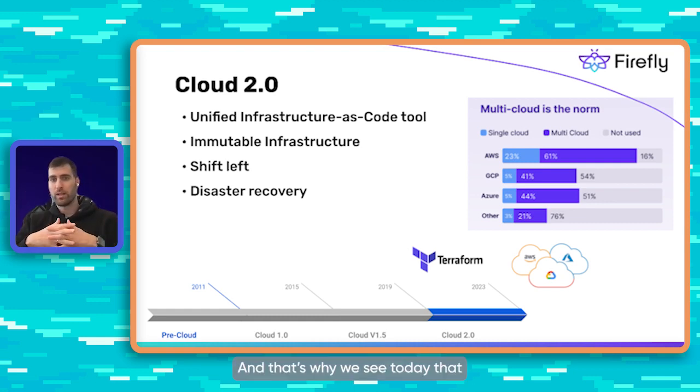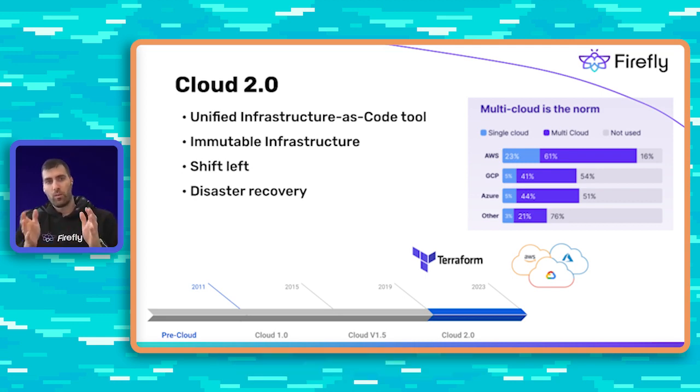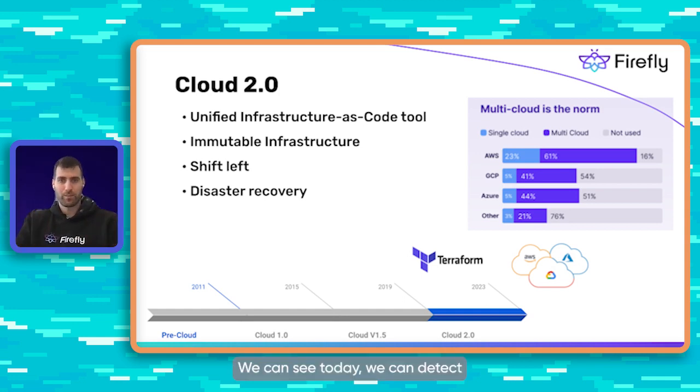And that's why we see today that modules are best practices. Many companies adopted Terraform modules. One more thing is the shift left approach, that we can see that today we can detect misconfigurations for FinOps, for SecOps, for linting, etc. during the CI/CD, during the Terraform or Pulumi provisioning.